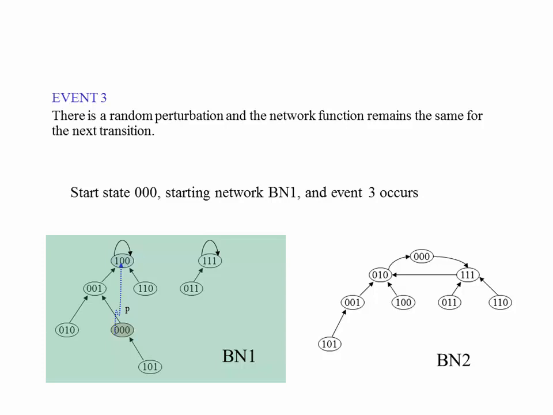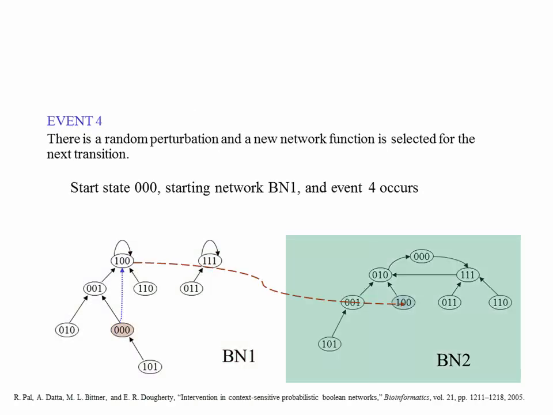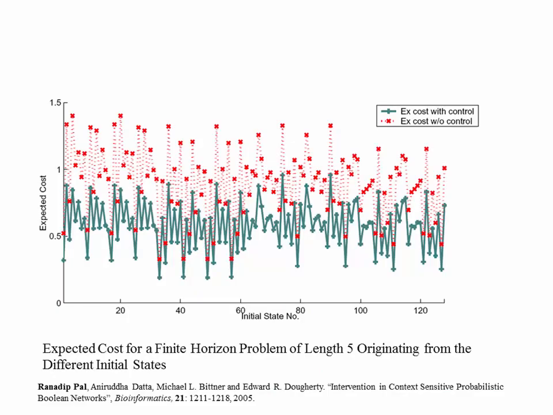So there are a number of different possibilities that can occur, and this is the paper that has all the information concerning this. The key point here is that a context-sensitive probabilistic Boolean network makes more biological sense, because at every time point the network is not going to change. But the key point to note is that once you've calculated the transition probability matrix, after taking into account this context-sensitive nature, the rest of the stuff will be exactly the same. You'll use dynamic programming and do all that stuff for a finite horizon problem.